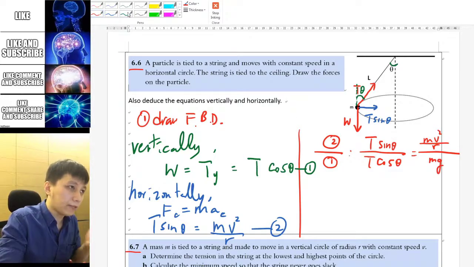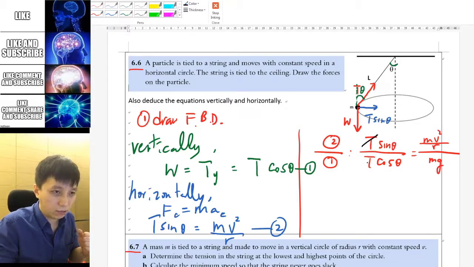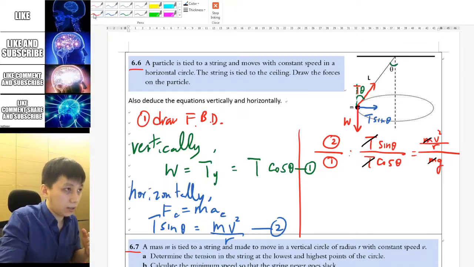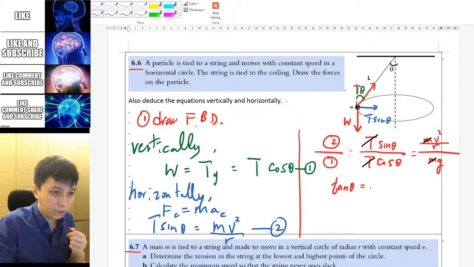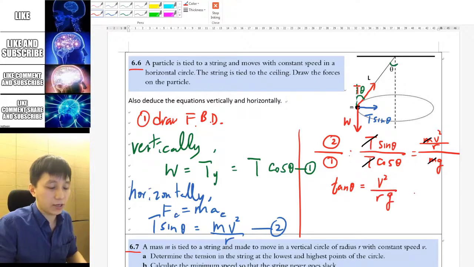The best thing about this is you can cancel out the T, you can cancel out the m, and then you can simplify the equation. I assume you have learned this in maths. Sine divided by cosine becomes tangent. So tangent theta equals v squared over r, and this g should go underneath, right here. So that is a new expression you can derive.